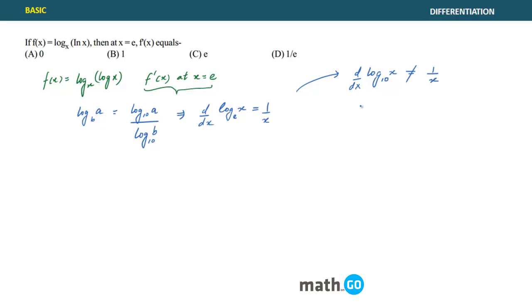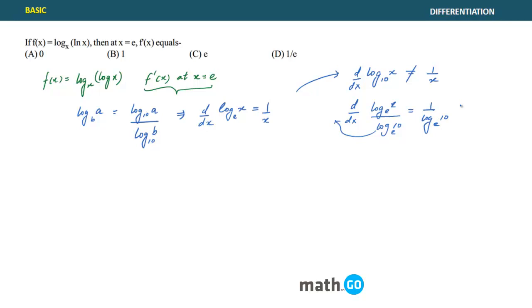This is completely wrong. So if you want to do this, what you will have to do is change the base. So what you will do is something like this. You will write first of all log x with base 10 as log x to the base e divided by log 10 with base e. Now this is a constant. It can be taken outside the derivative. It has no role to play inside the derivative.